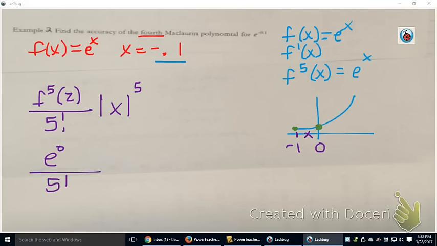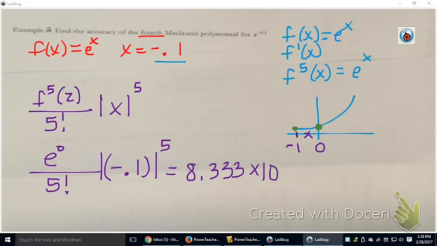Leave our 5 factorial. We're estimating negative 0.1, so we're going to plug that in for x. It's an absolute value, and raise it to the fifth. And you would get 8.333 times 10 to the negative 8. And that would be our error. It's the accuracy. It's the Lagrange form of the remainder.